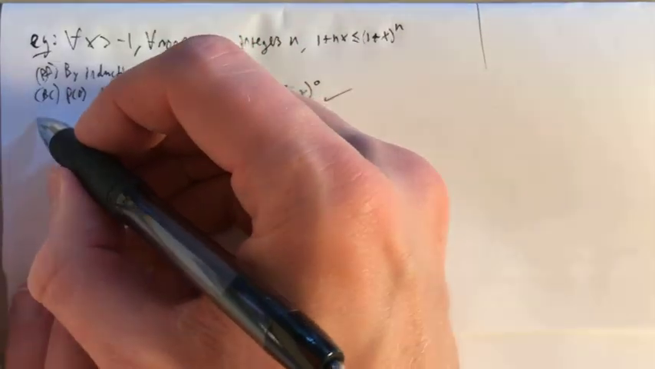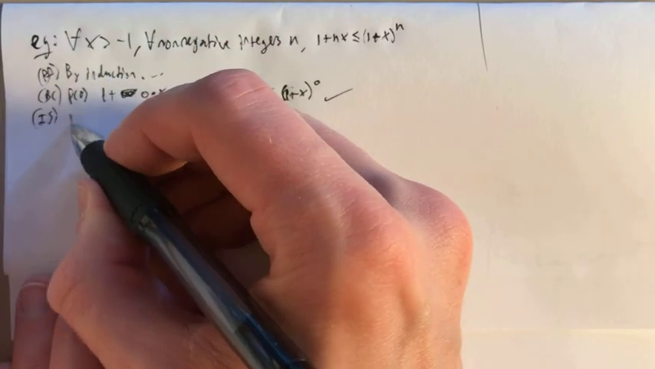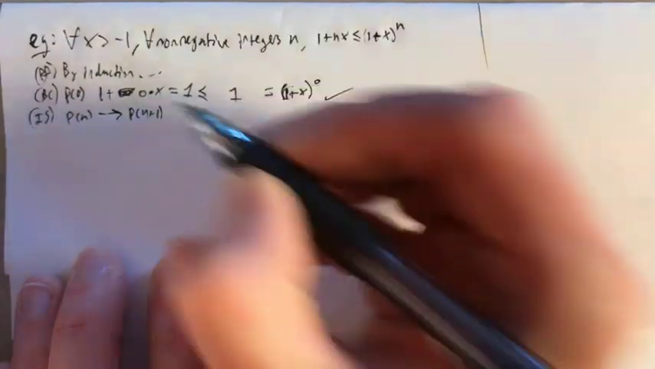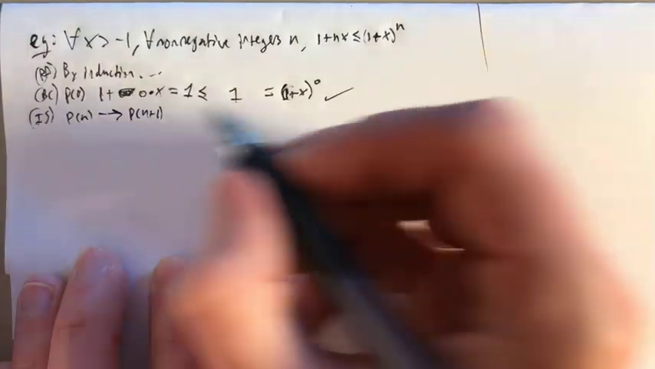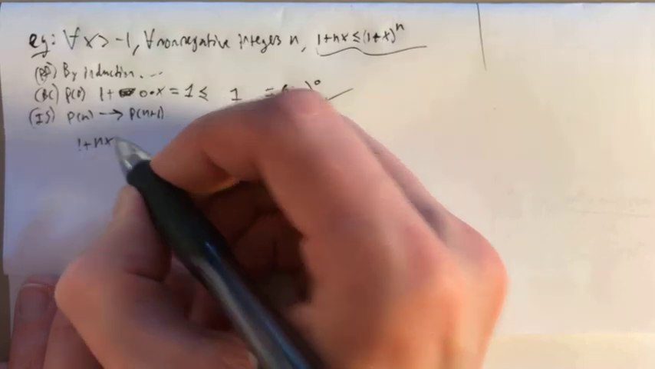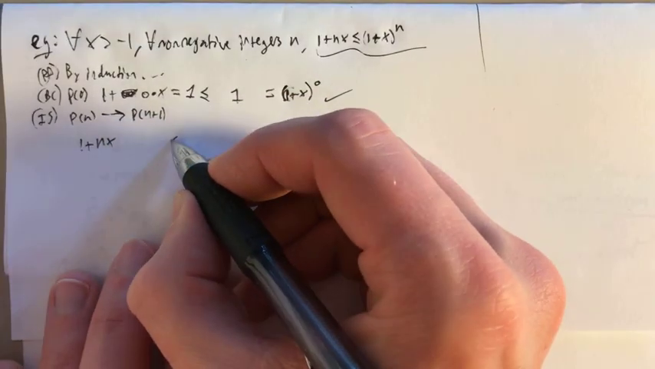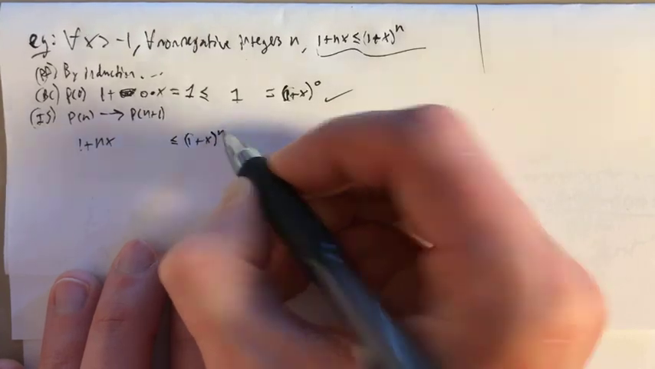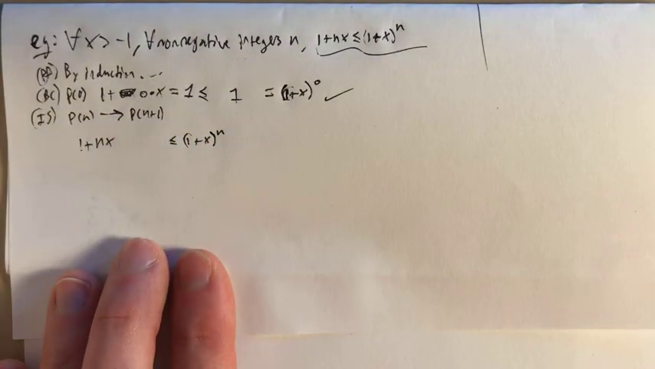So now, let's do the inductive step. Let's suppose P(n) is true, and try to show P(n+1) is true. Well, P(n) is just this thing. So we assume 1 plus nx, I'm going to leave a little bit of space here, is less than or equal to (1 plus x) to the n. All right?